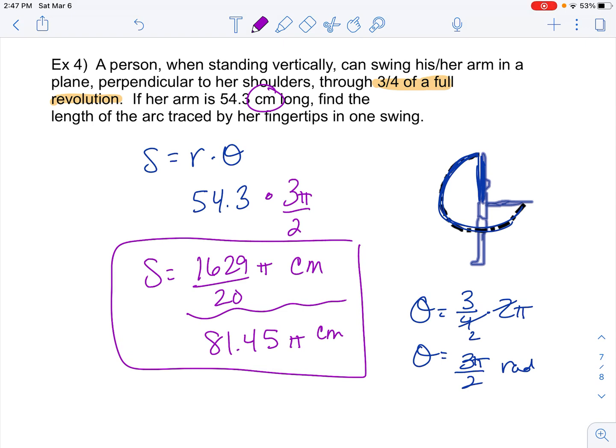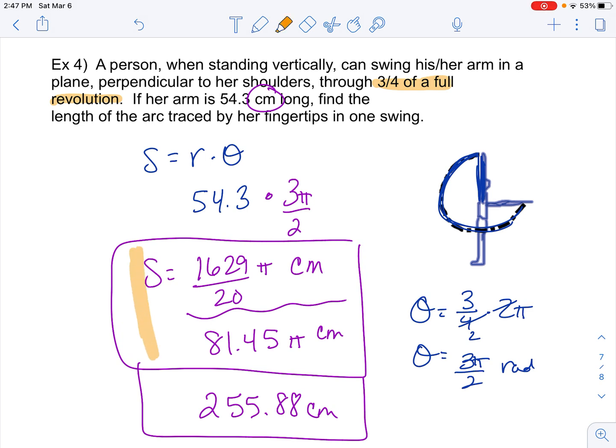If I really wanted to find the decimal approximation, I would just take that and multiply by pi, and that would give me 255.88, approximately, centimeters. So there are a bunch of different ways we can write our answers. If I said an exact answer, I would accept either of those in this box. And if you wanted an approximation, it would be the one in the bottom box.